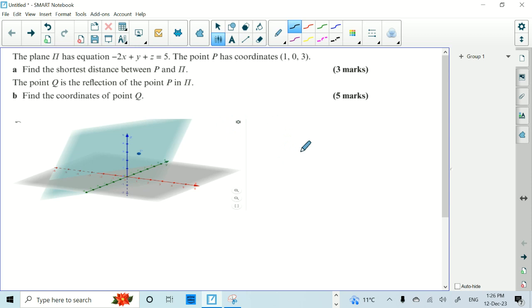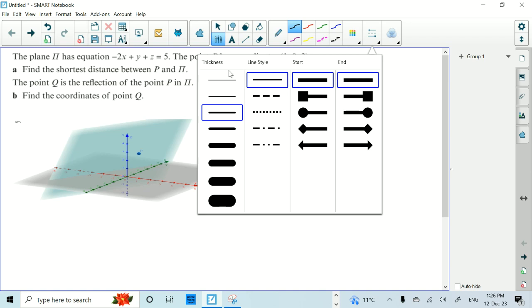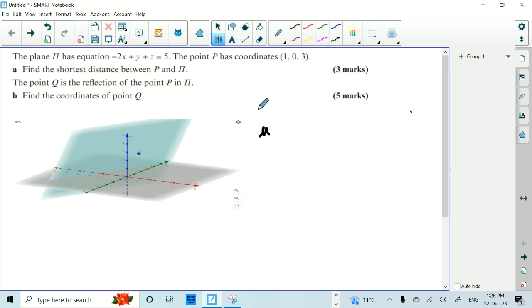So the first thing that you need to do is to use the formula. The book has perhaps not a nice adaptation of the formula. I prefer to use this one, which is x dot n minus d all over the modulus of n. Yeah, I prefer to use that.